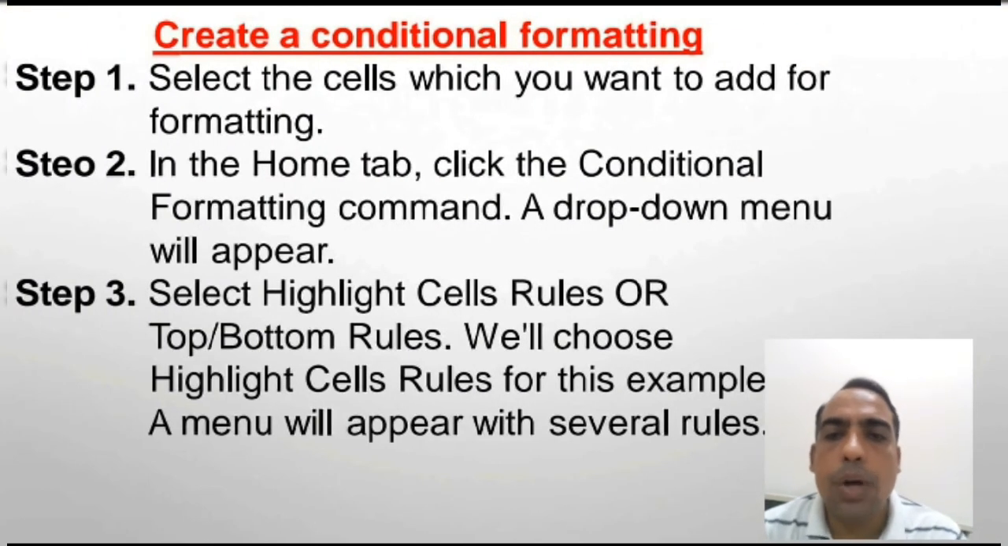Now I will explain how you can apply conditional formatting in MS Excel. Step 1. Select the cells which you want to add formatting to. Step 2. In the Home tab, click on the Conditional Formatting command and a drop-down menu will appear. Step 3. Select Highlight Cells Rules or Top/Bottom Rules. We will choose Highlight Cells Rules for this example. A menu will appear with several rules.